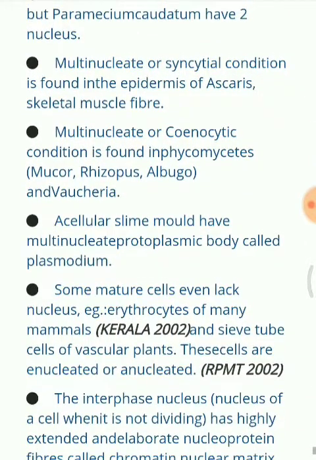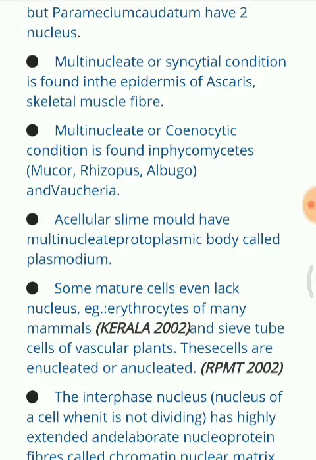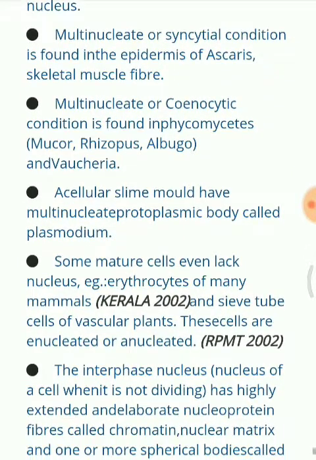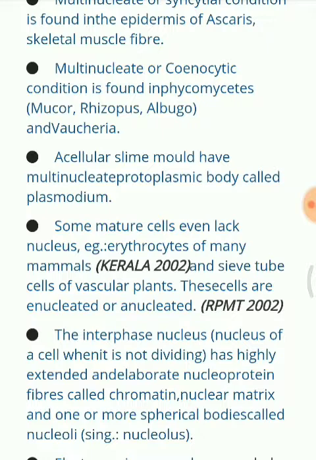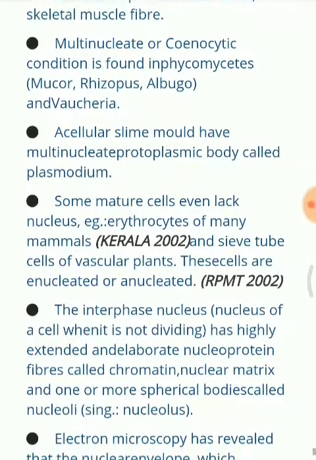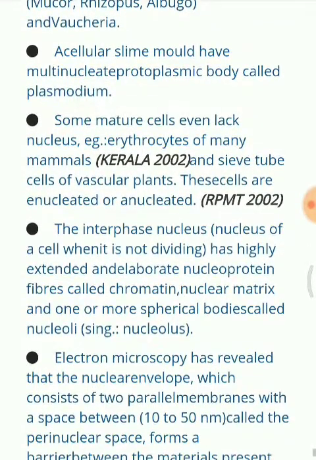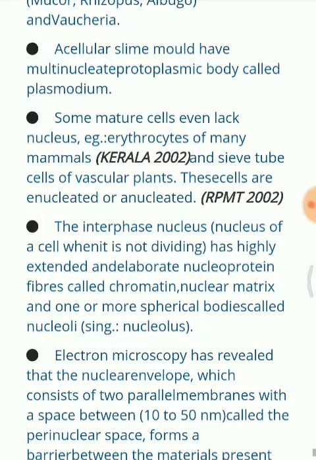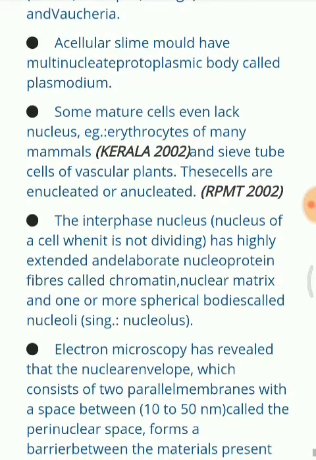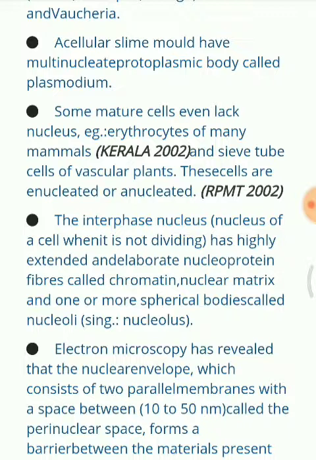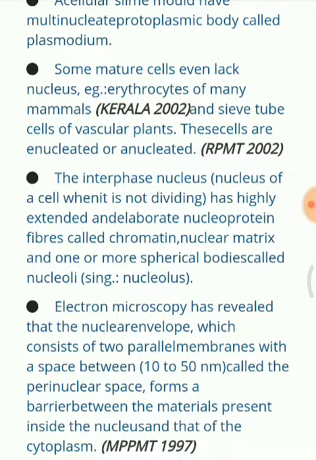Multinucleate or syncytial condition is found in epidermis or Ascaris muscle fiber. Multinucleate or coenocytic condition is found in Phycomycetes, Mucor, Rhizopus, Albugo, and Vaucheria. Acellular slime molds have a multinucleate protoplasmic body called plasmodium. Some mature cells even lack a nucleus, for example erythrocytes of many mammals and sieve tube cells of vascular plants. These cells are enucleated or anucleated.